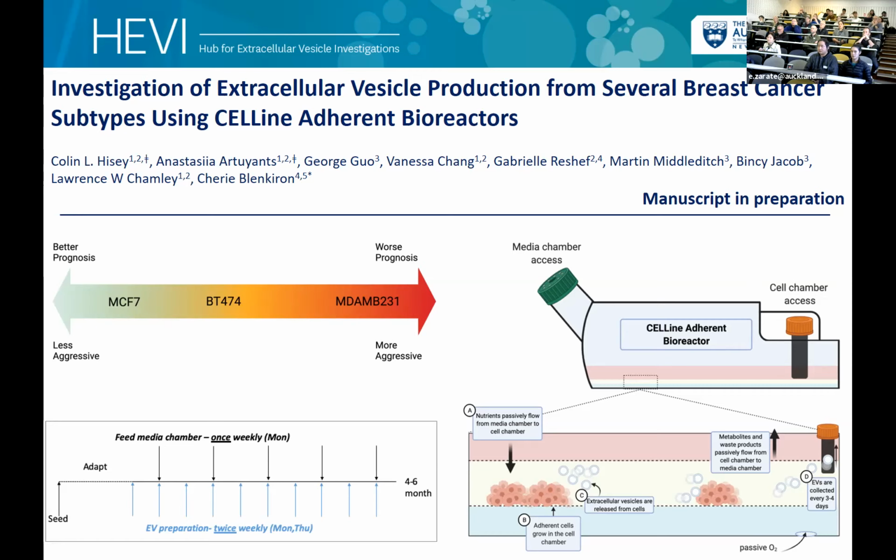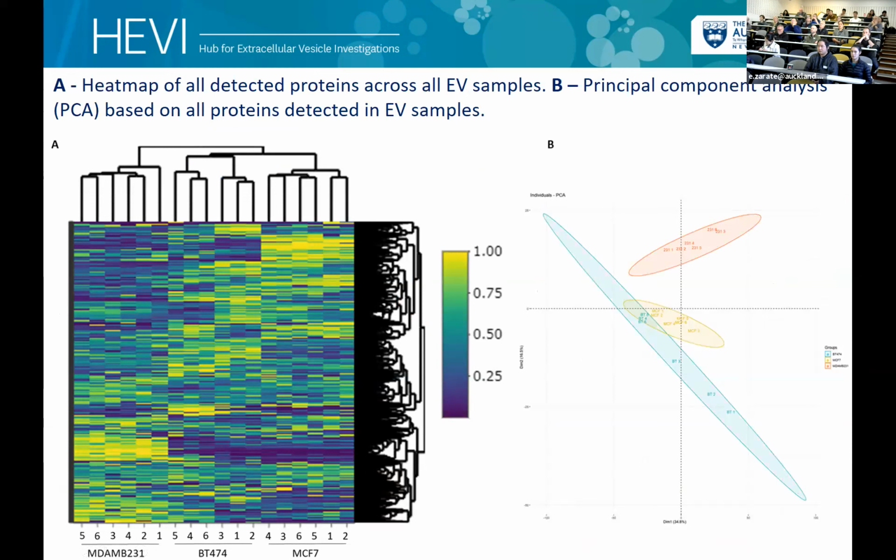So we collected the vesicles for proteomics at the early stages of the seeding, somewhere in the middle, and by the end of the life of the bioreactor. We performed proteomics and first analyzed the heat map that we got. First of all, we saw that samples clustered together, again, in a similar way as they represent the aggressiveness of the cancer, with the more aggressive being separated from the other two. And it was also confirmed in the PCA plot.